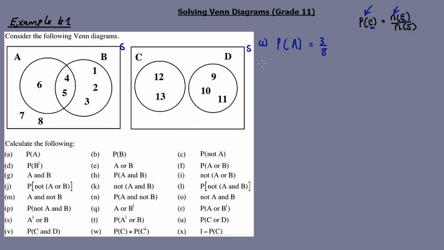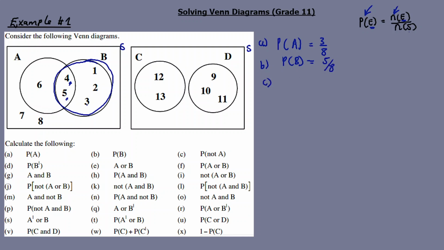Now B, the probability of B. So this is B. How many outcomes do I have? 1, 2, 3, 4, 5. So it's going to be 5 over 8.